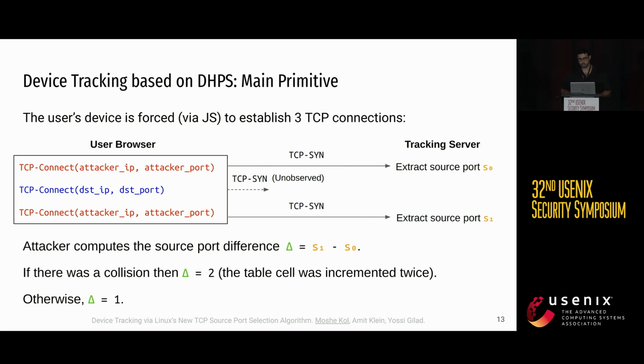So what the tracking server would do is compute the source port difference. And the insight is that if they both share the same counter in the source port calculation, then the delta would be 2, because the counter was incremented twice. And otherwise, the delta would be 1, because they use different counters. So this is how we can remotely detect whether some attacker destination collides with some arbitrary destination. And we build upon this primitive to construct a full device tracking attack.